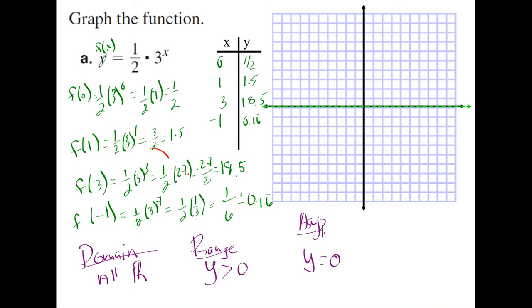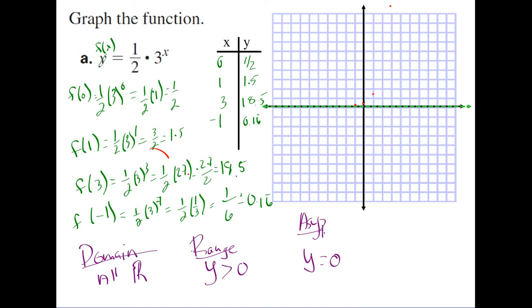And let's start putting in some of the points we identified. We have 0 and a half right here. Let's make it a color we can see. 0 and a half is right here. And we have 1 and 1 and a half is right here. And then at 3, we're clear up off the page here at 13.5. Way, way up there, not even there. So we have to be way past that. And then over here at negative 1, we're just barely above 0 at 0.16.